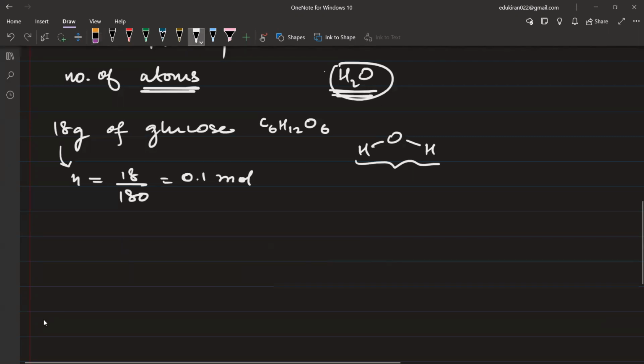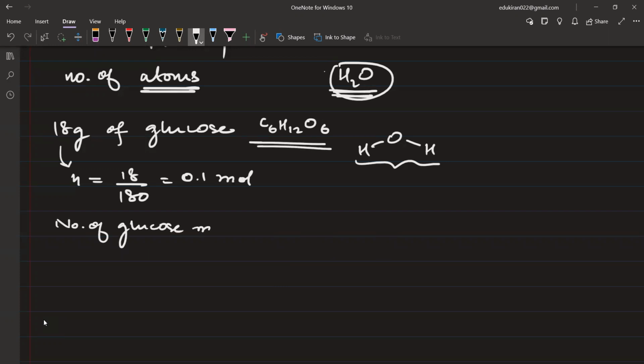Now here, the glucose is one molecule, right? Number of glucose molecules is equal to 0.1 into 6.022 into 10 to the power 23. I can write 0.1 as 1 by 10, and this will be equal to 6.022 into 10 to the power 22.